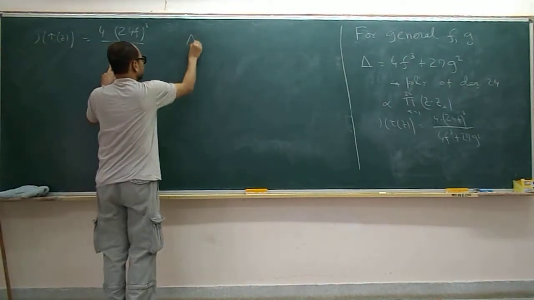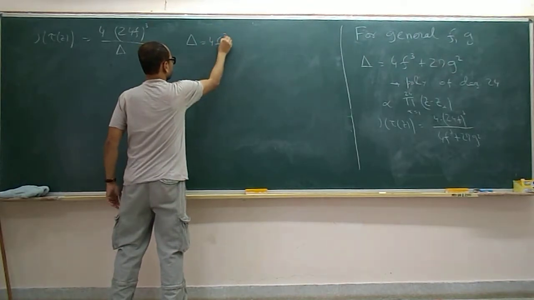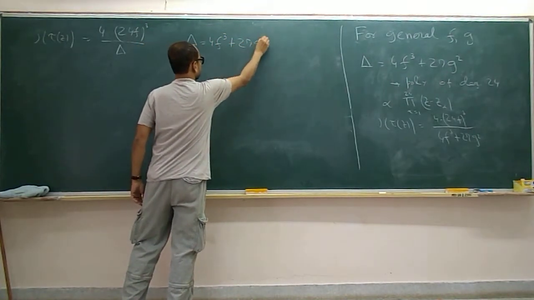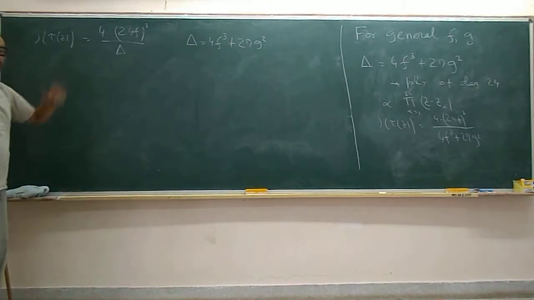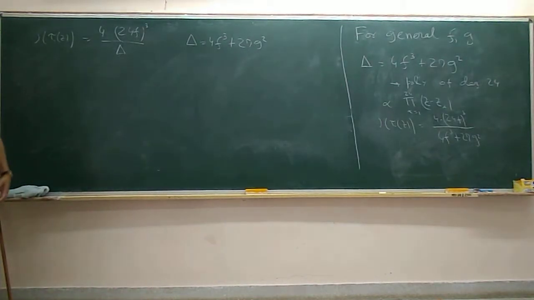Delta is 4f cube plus 27g square. So you want to try to make sure that delta is small almost everywhere, right? Because if delta is small, J of tau is large, and J of tau large means tau is close to i infinity, because J has a pole at tau equal to i infinity. Now of course it doesn't make sense to say for sure that tau is close to i infinity. Tau is close to i infinity or one of its images. But you can choose to take it to be i infinity. At least J of tau has to be large if we try to interpret this as weak coupling.